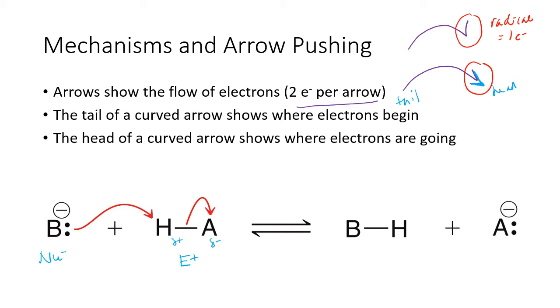So maybe our base donates its pair of electrons to our hydrogen, and then that covalent bond between H and A breaks, and those two electrons stay with A, and we form our new B-H bond. So those two electrons are now in between B and H. And A has a negative formal charge because it was left with those two electrons that were in the covalent bond when it broke. So this is just a quick reminder of using curved arrows. We're going to use them all throughout this semester and the next in order to draw mechanisms.